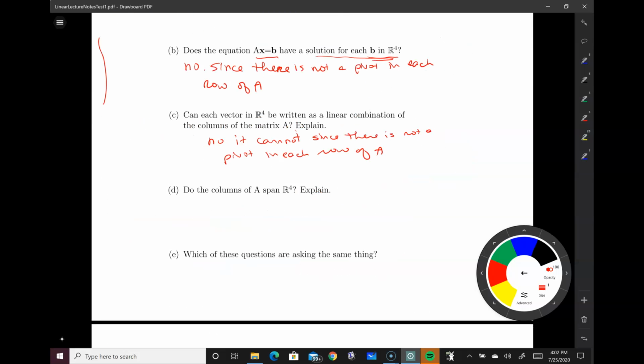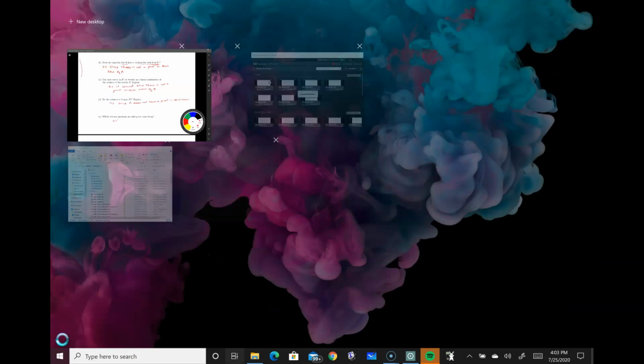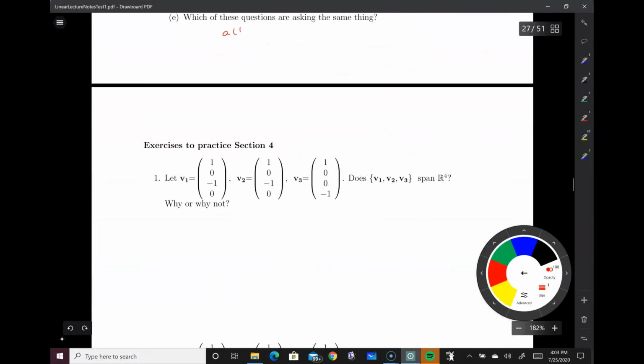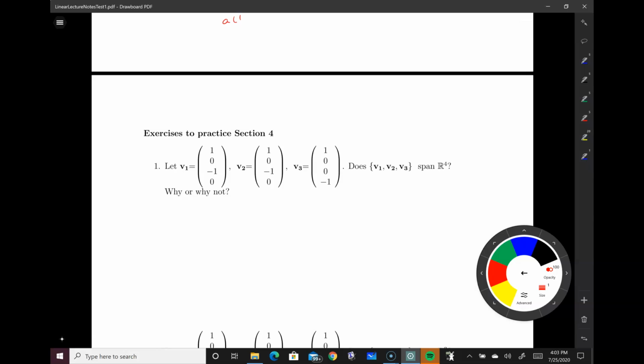It's not a solution. So the last question, do the columns of A span R4? Same answer, no, since A does not have a pivot in each row. Okay, which of these questions are asking the same thing? All of them, right? They are all asking the same thing. All right, so time for you to practice.